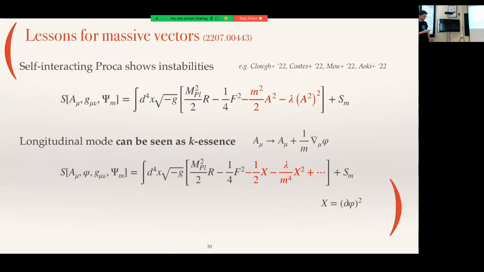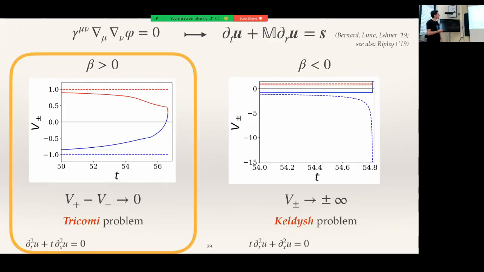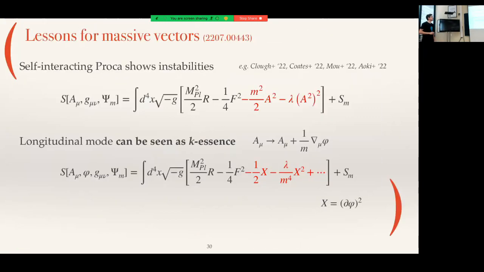Just as a bracket, this is not a problem unique to K-essence. Actually, there's a very interesting connection with massive vectors, self-interacting massive vectors. Some people have recently tried to evolve self-interacting massive vectors to study superradiance or other systems. And they have found that for some types of self-interactions, the code crashes, the system is unstable.